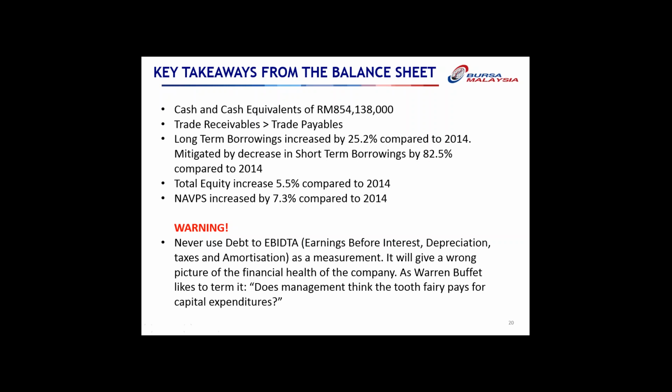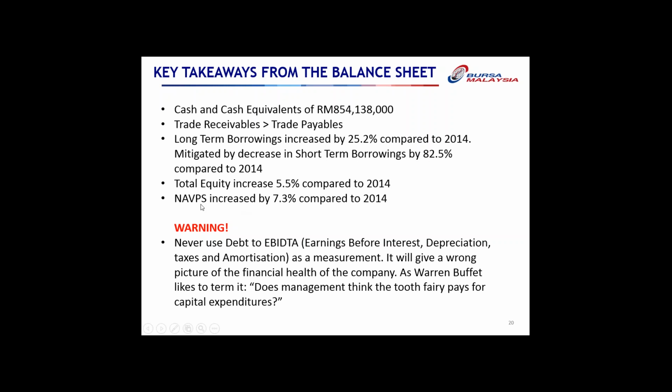Dialog as a company has increased its asset base, and therefore after deducting the total liabilities, there is still an increase in total equity. The net asset value per share increased by 7.3% compared to 2014. So these are very good indicators that the company is performing quite well.